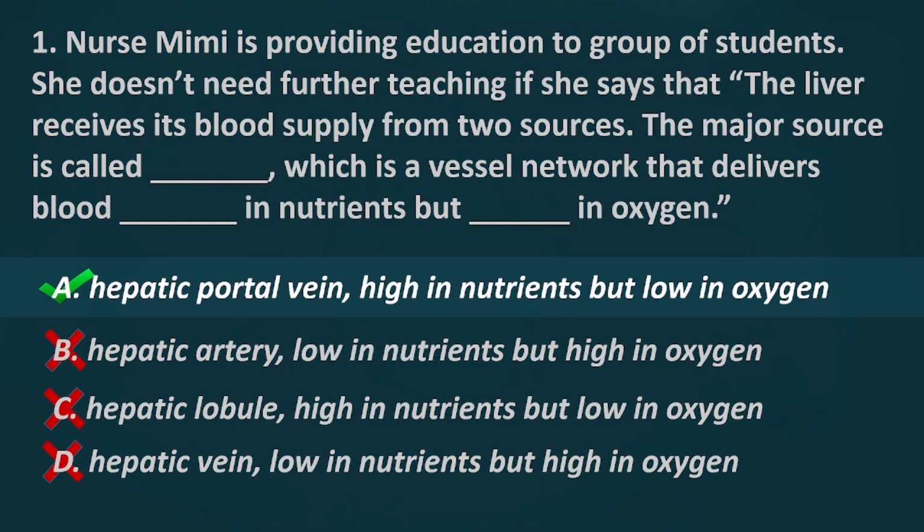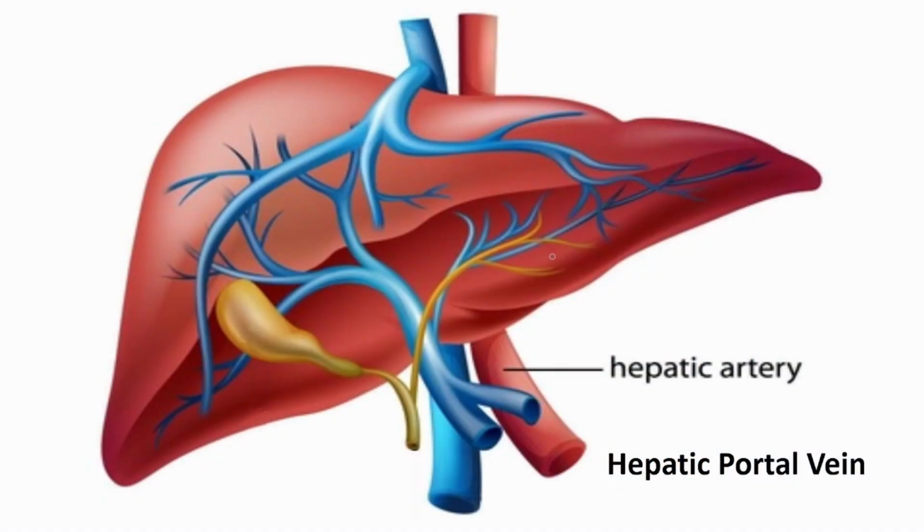The correct answer is letter A. Hepatic portal vein, high in nutrients, low in oxygen. Majority of the blood flow to the liver comes from the hepatic portal vein. This vessel network delivers blood high in nutrients such as lipids, proteins and carbohydrates from organs that aid in the digestion of food, but the blood is poor in oxygen as it is a vein, not an artery, so it is blood that returns back to the heart for reoxygenation.